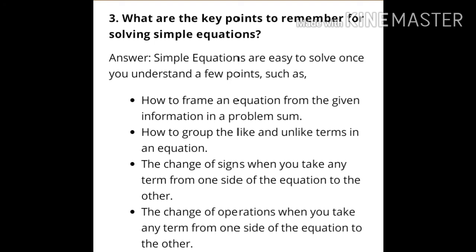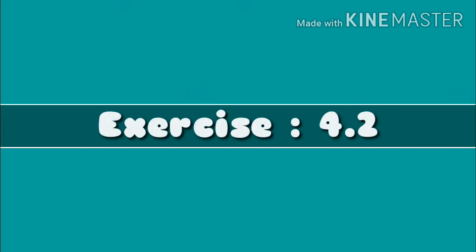Number 1. How to frame an equation from the given information in a problem sum. Number 2. How to group the like and unlike terms in an equation. Number 3. Change of sign when you take any term from one side of the equation to the other. Lastly, the change of operations when you take any term from one side of the equation to the other. If you keep these things in mind, you will be able to solve the equations very easily.